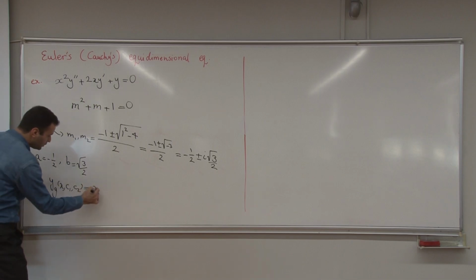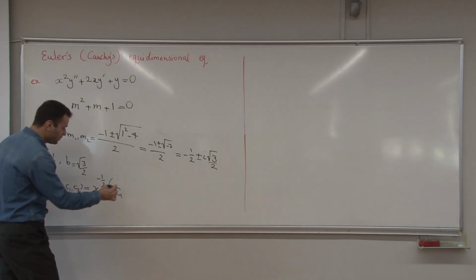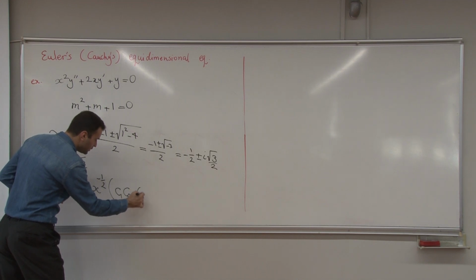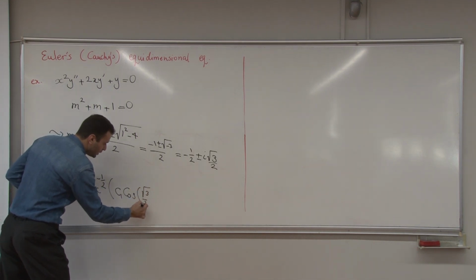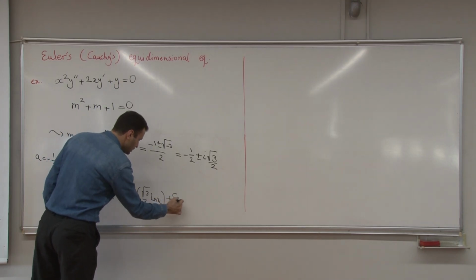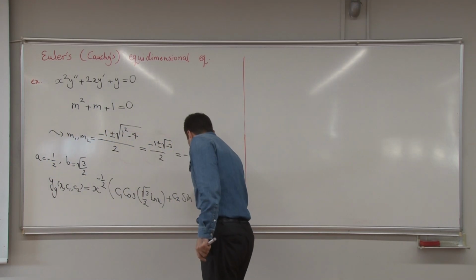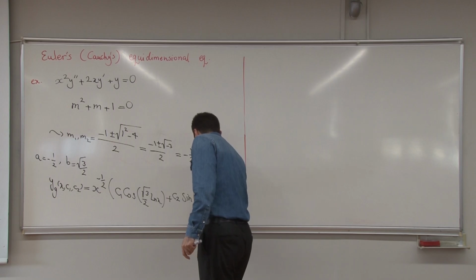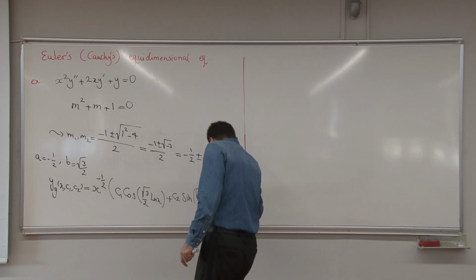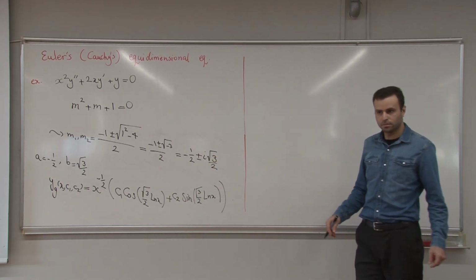So, what is the general case of our solutions? x to the power of minus 1 over 2, C1 times cosine of square root of 3 divided by 2 ln of x, plus C2 times sine of square root of 3 divided by 2 ln of x. Good?